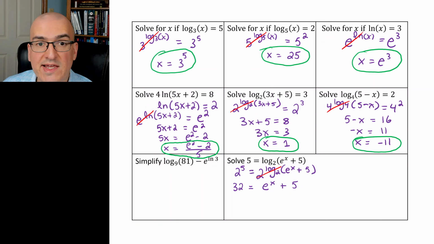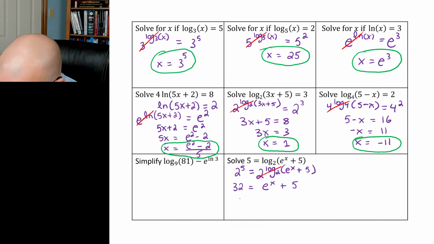Okay, now we have to get the e to the x all by itself. So I'm going to do the opposite of add 5. I'm going to subtract 5 from both sides. So 32 minus 5, 27 is equal to e to the x.